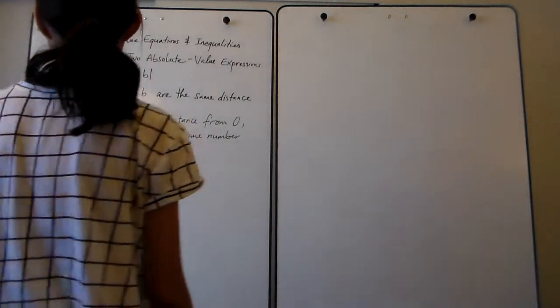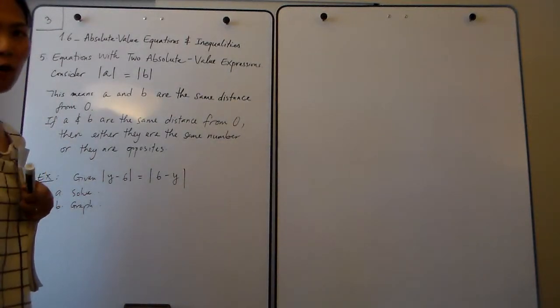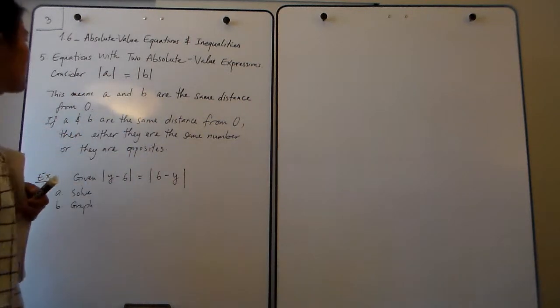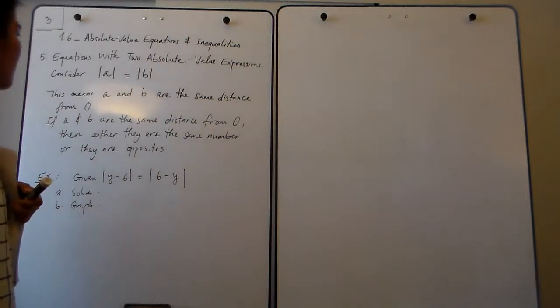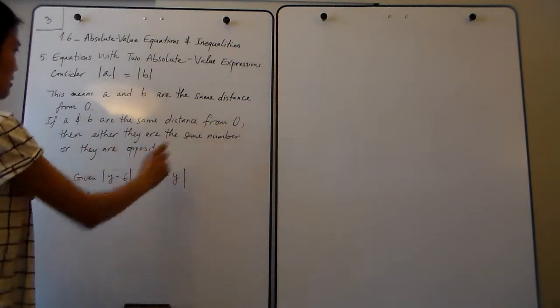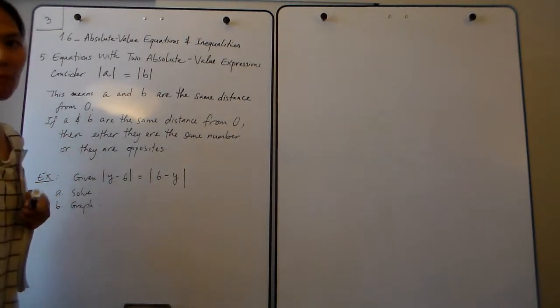Alright, let's start with number 5, equations with two absolute value expressions. Consider the absolute value of A equal to the absolute value of B. This means A and B are the same distance from 0. If A and B are the same distance from 0, then either they are the same number or they are opposites.